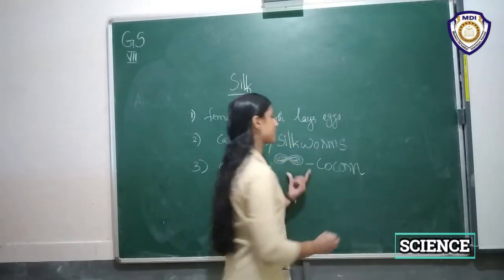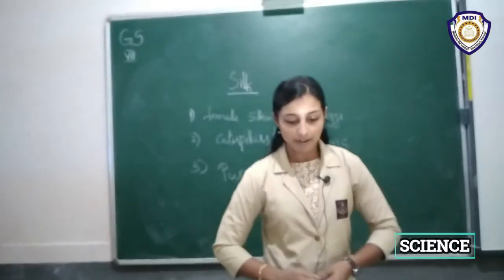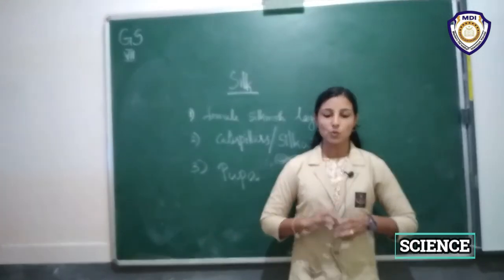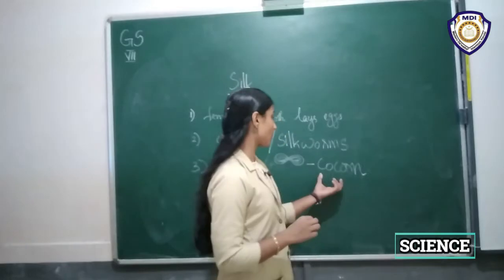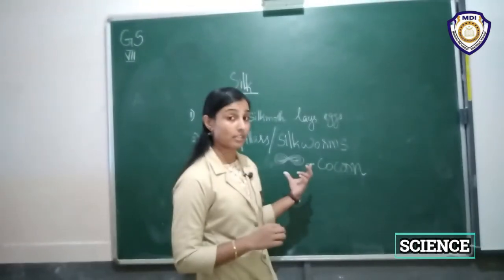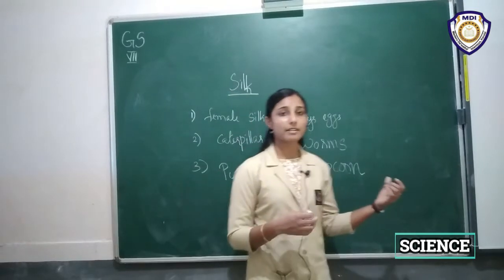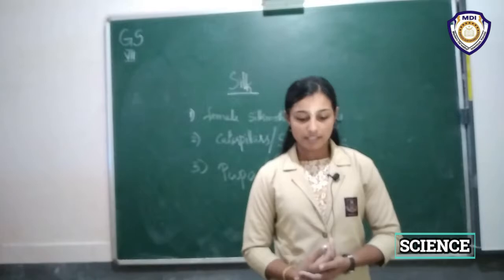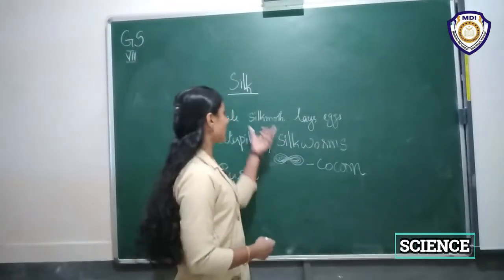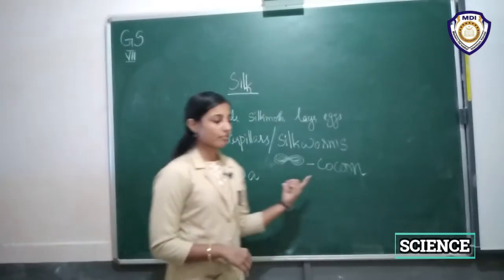So this covering of silk fiber is known as cocoon. The further development of the pupa into moth continues inside the cocoon. Now the pupa is inside this cocoon, so further development happens inside this cocoon. So that is about the life history of silk moth.